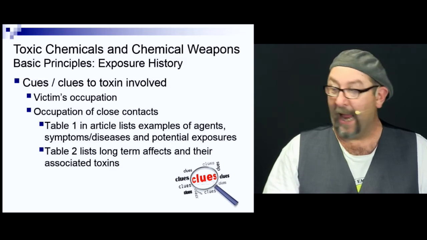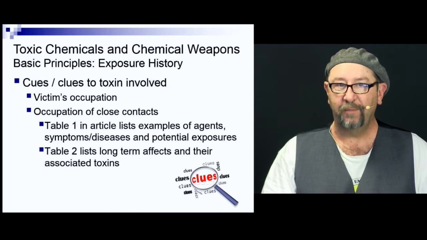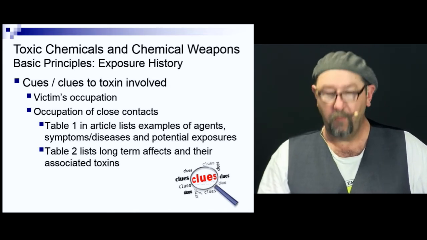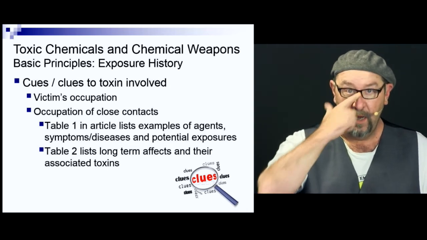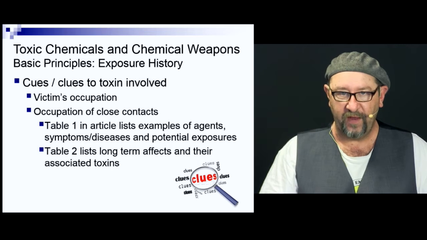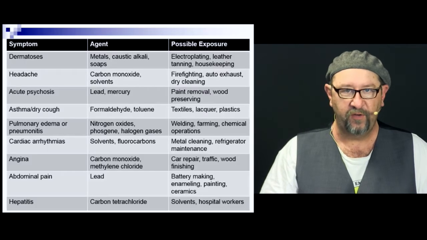What are your cues and clues that a toxin may be involved? The victim's occupation, that's helpful. And their hobbies, because sometimes they do their hobbies more than their occupation, so I would add that. Occupation of close contacts. And so there are tables that show long-term effects and different agents and symptoms and syndromes, and there they go.